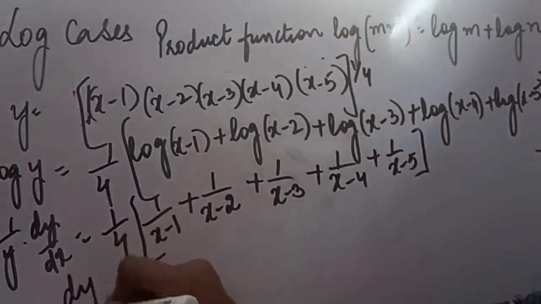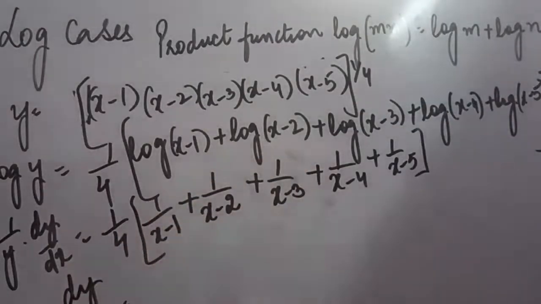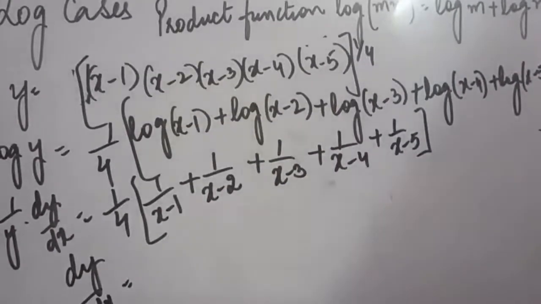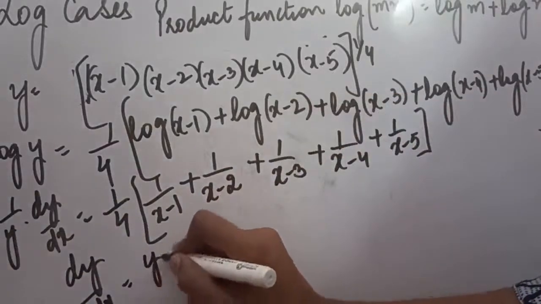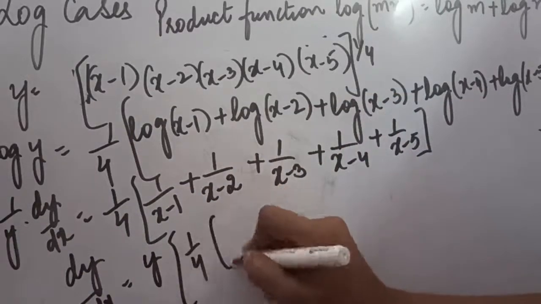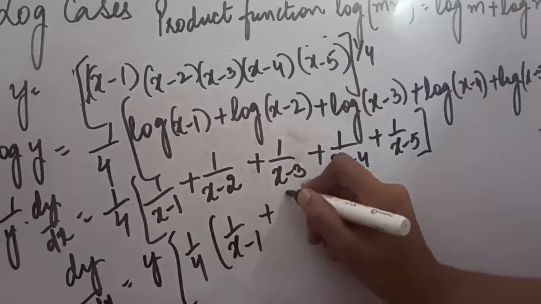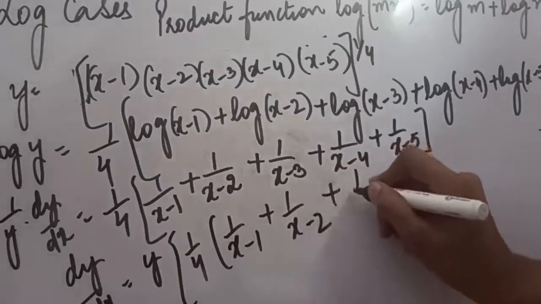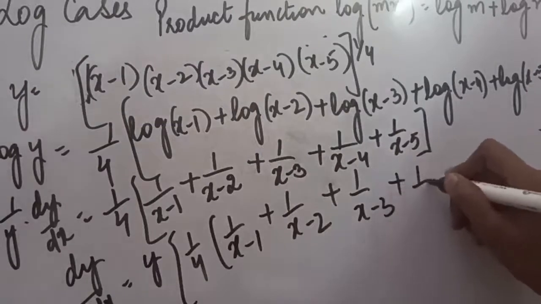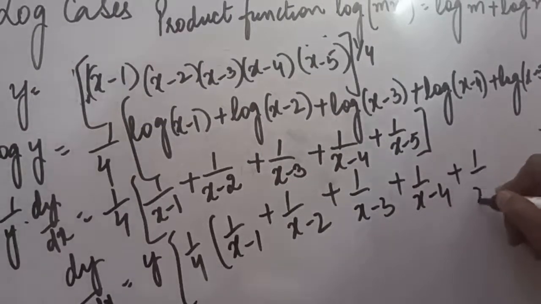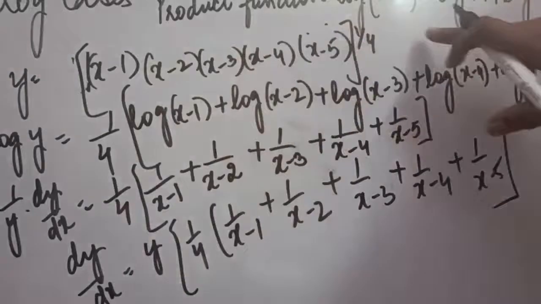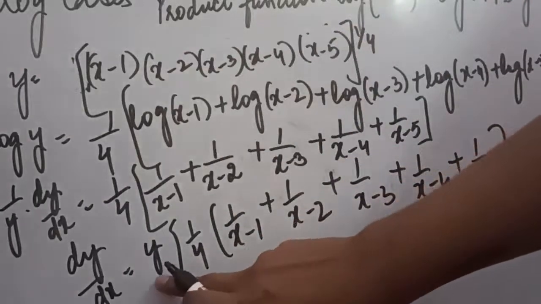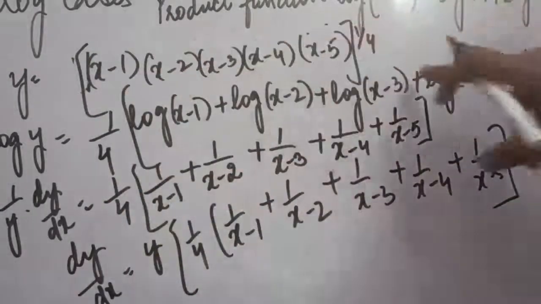If we want to again write the proper differentiation, what we can write is dy upon dx is equal to, this y will be multiplied over there. So y times 1 upon 4, bracket 1 upon (x minus 1) plus 1 upon (x minus 2) plus 1 upon (x minus 3) plus 1 upon (x minus 4) plus 1 upon (x minus 5). Now looking at the question, you cannot write y because our question was in the form of x only. So in the last step, what you have to do is replace this y with the original question.